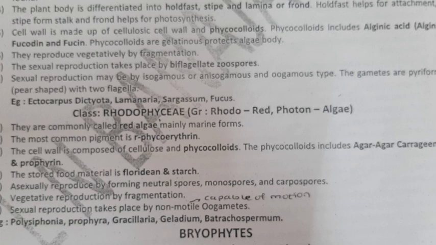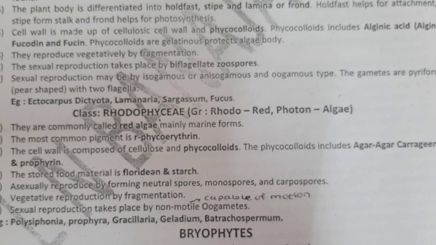These reserve food materials are very important for the NEET examination and 1 mark questions in the final exam. The major pigments which are present in Rhodophyceae are chlorophyll A, chlorophyll D and phycoerythrin. Phycoerythrin is a red color pigment. Now, the first point of the Rhodophyceae: they are commonly called red algae, mainly marine forms. Remember, both the Rhodophyceae and Phaeophyceae members are hydrophytic and mainly marine forms.